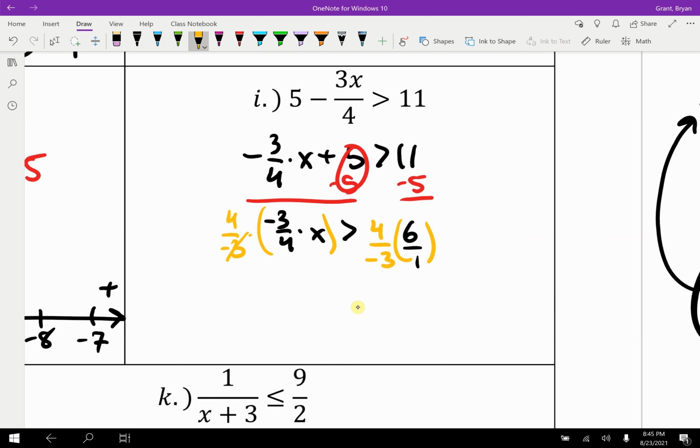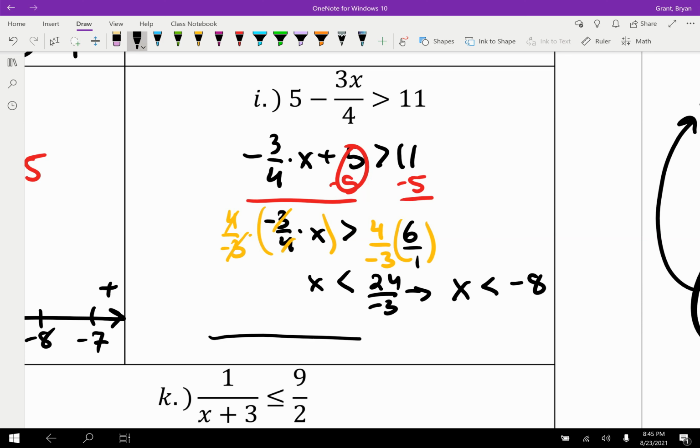We know that reciprocals automatically cross-reduce each other, and it leaves us with x. We are multiplying by a negative here, so the sign needs to flip. And then we can multiply this straight across. 6 times 4 is 24 over negative 3. I'm going to run out of room with my number line, so I'll move to the right. 24 divided by negative 3 is negative 8. And I don't need to flip the sign again, because this negative here is the one that I flipped the sign for before. So x needs to be less than negative 8.